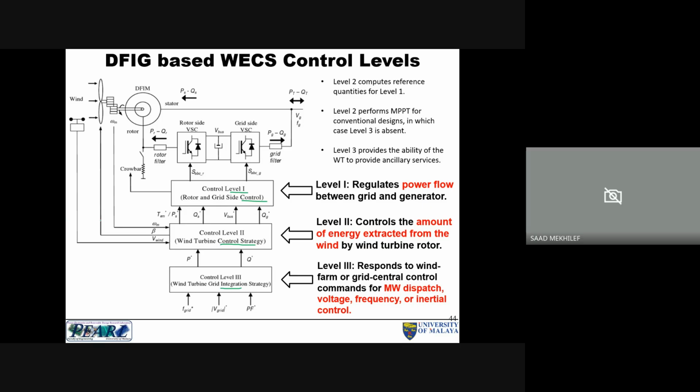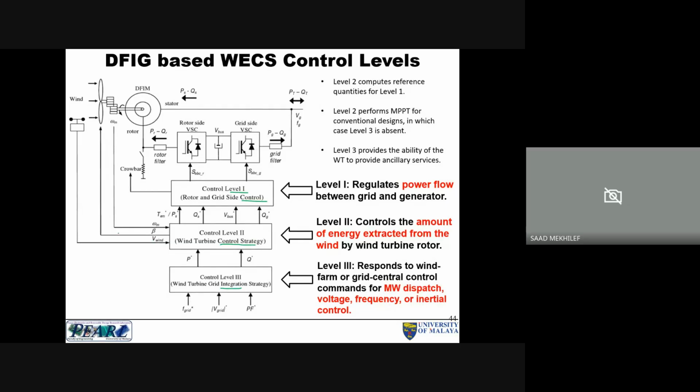The inputs for this stage are omega, beta, and v-wind, the velocity of the wind speed. Because this is in charge of the wind turbine control, for example in case we have an MPPT control, we need the wind turbine.